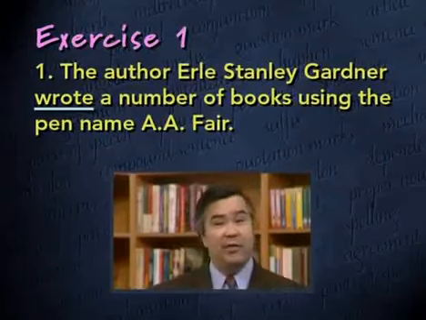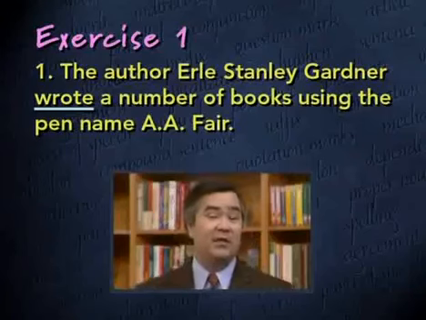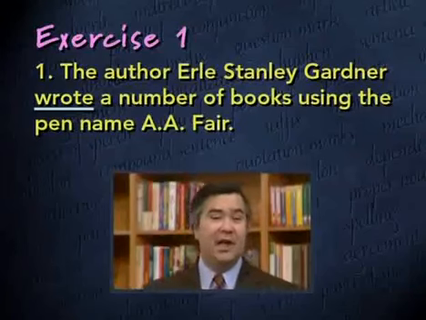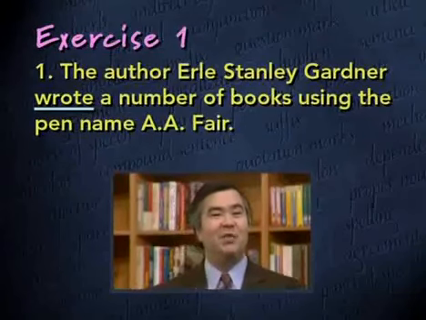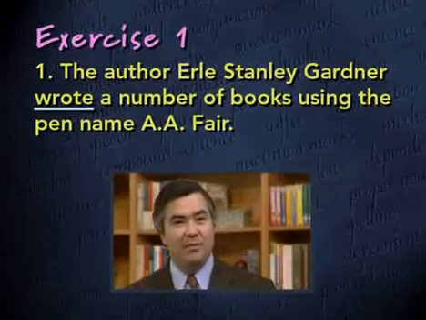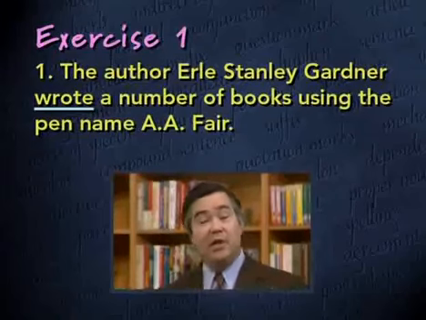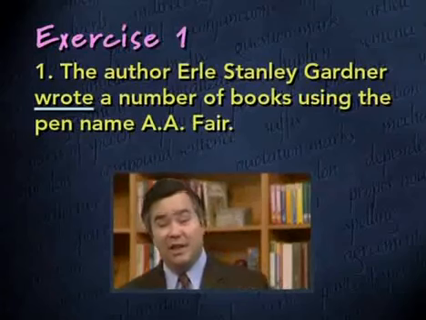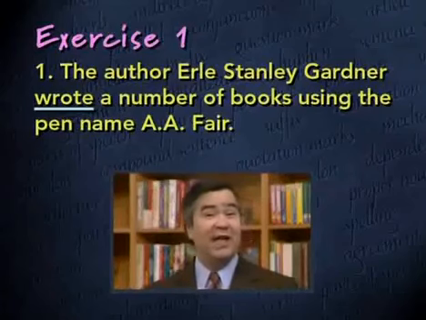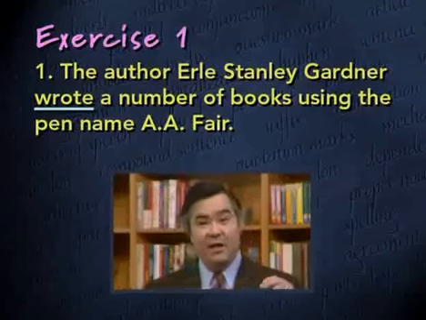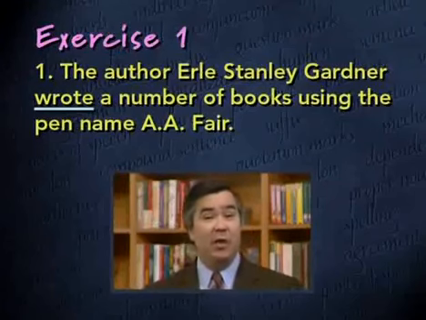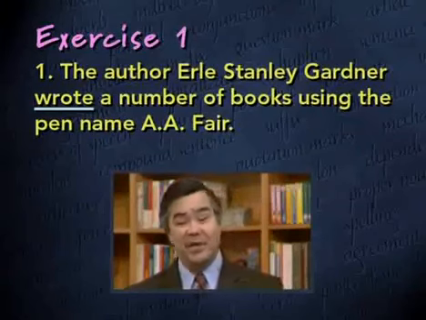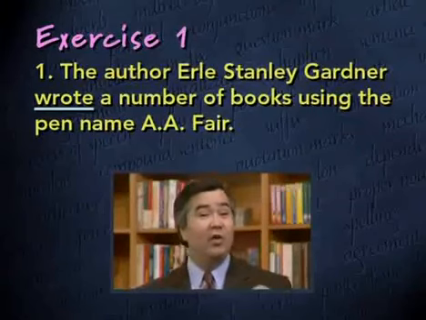In order to determine whether it's a transitive verb, an intransitive verb, or a linking verb, you need to decide whether it's a verb of action or a verb of being. And if it's a verb of action, whether there is something in the sentence which receives the action of the verb. Well, in this case, wrote is being used as a verb of action. It is telling us something that the author Earl Stanley Gardner did. And is there anything in the sentence which receives the action of the verb wrote? That is, does the sentence tell us something that Earl Stanley Gardner wrote?